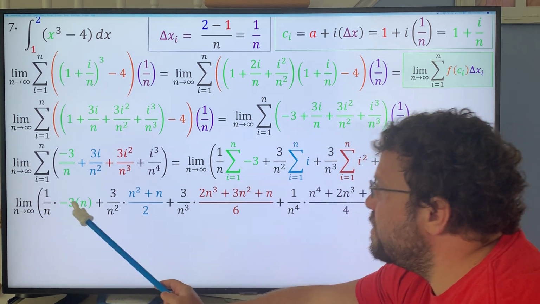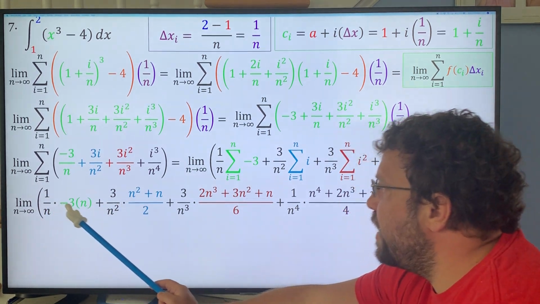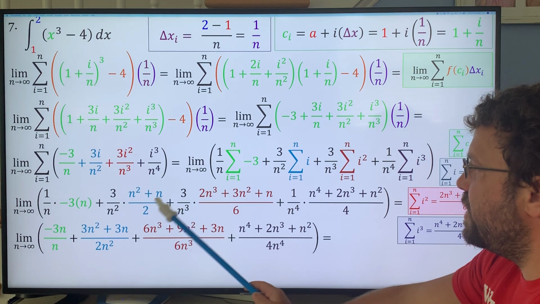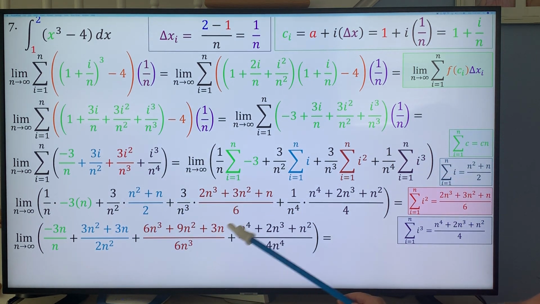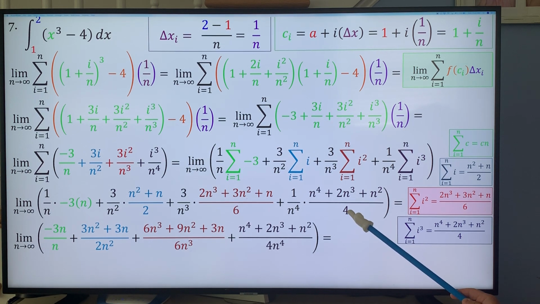All right. Distribute this stuff back in. Negative 3n over n. The 3's, n squared on bottom. 6, 9, 3, n cubed. Top stays the same, n to the 4th.